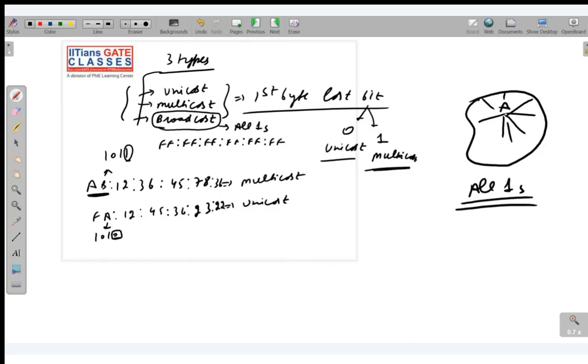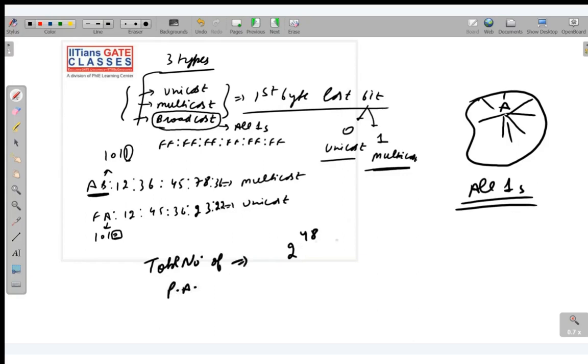Now they can ask very simple questions like how many unicast addresses are possible, how many multicast addresses are possible. They can ask this also. See, it is a 48-bit address, so 48 bits means 2 power 48. Let me write it like this. First of all, the total number of physical addresses possible is 2 power 48.